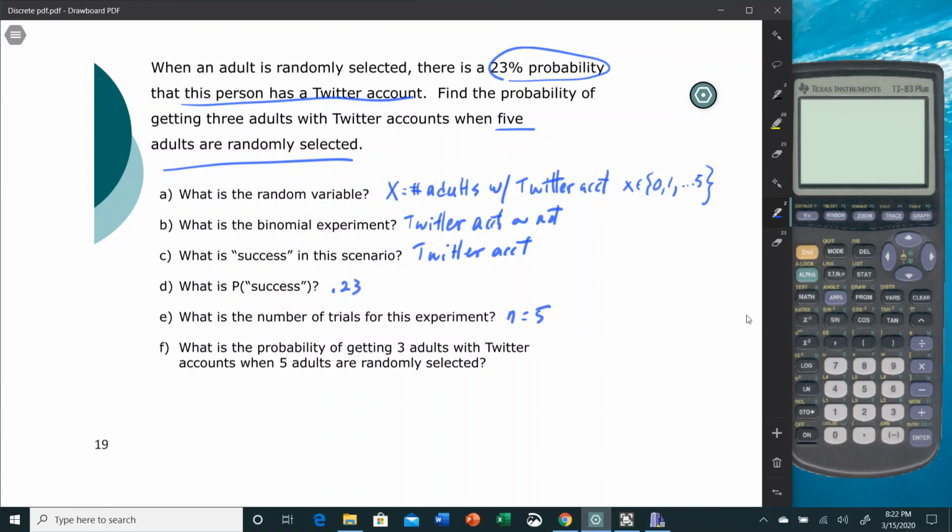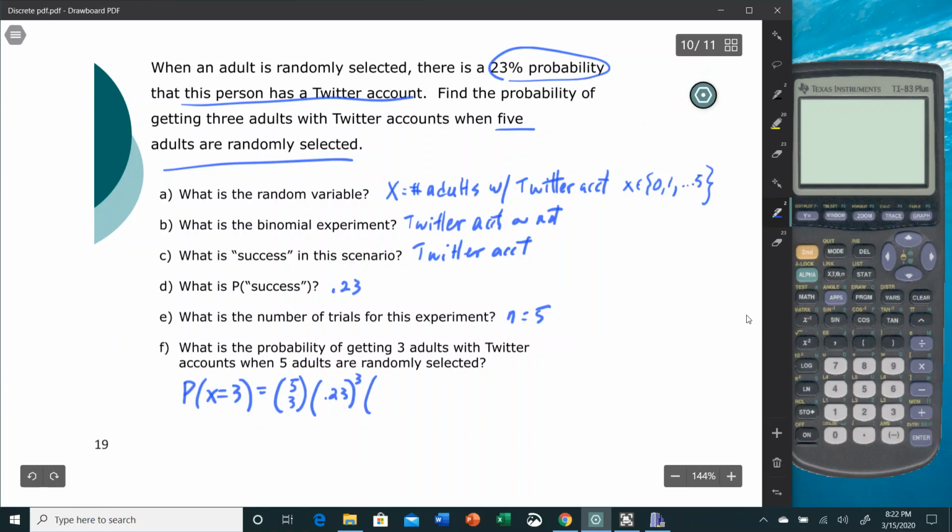What's the probability of getting 3 adults with Twitter accounts when 5 are randomly selected? So what we want is the probability that x is equal to 3. So that's going to be n choose k, which in this case is 5 choose 3. Success, which occurs with probability 0.23, occurs 3 times. And failure, which is 1 minus 0.23, occurs the rest of the times. So 5 minus 3 is 2 times.